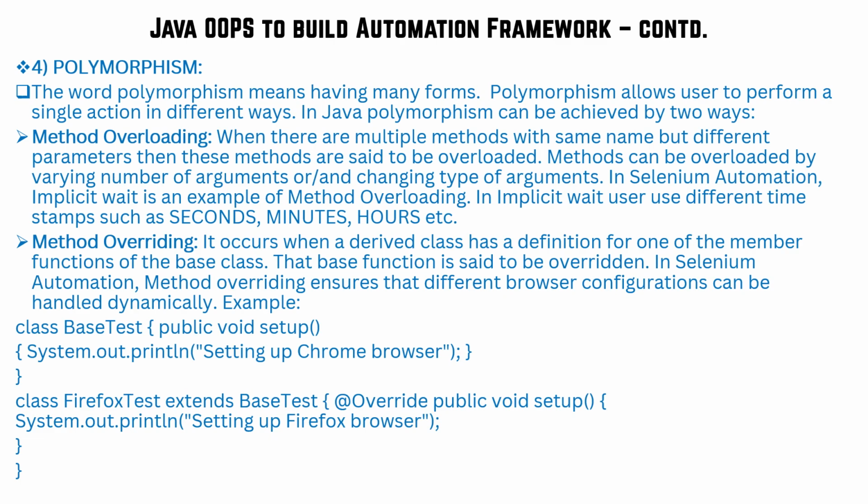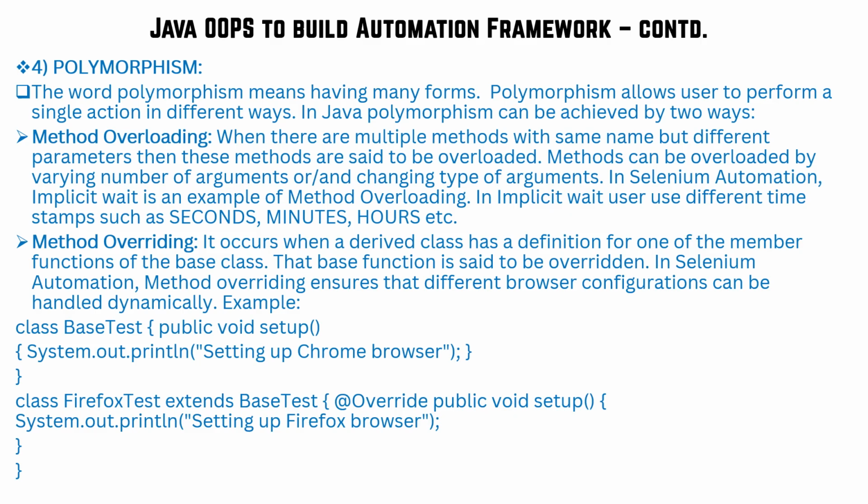Method overloading, I told. Method overriding means that in the parent and child classes you have the same method. So your child class will override your parent class, and your child class will take the precedence. That is method overriding.